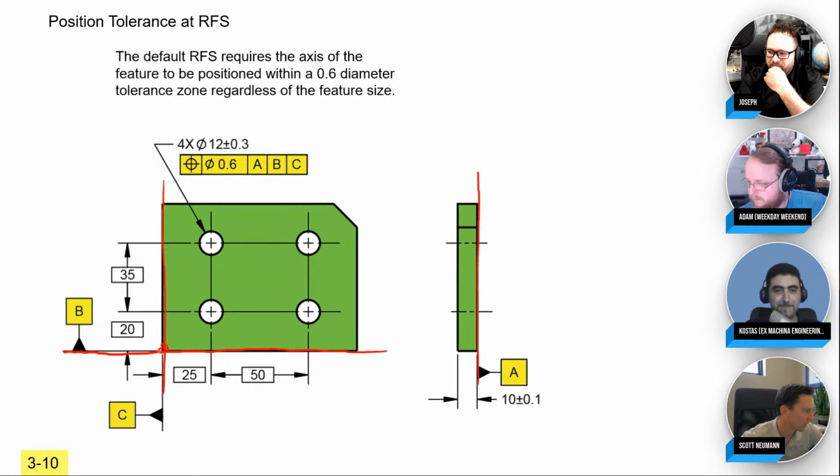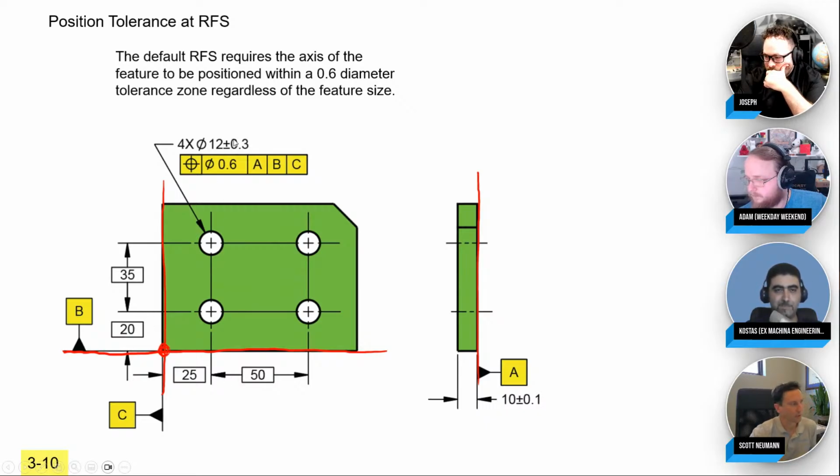So the goal is to create a Cartesian coordinate system, basically a coordinate system of how your part aligns in the assembly. And then with position tolerance, you specify where you want the holes to be. I want the holes to be at 25 millimeters, 50 millimeters, 20, 35. Those define what we call the true position. True in our standard means perfect. So the perfect position is set by your basic theoretically exact dimensions.